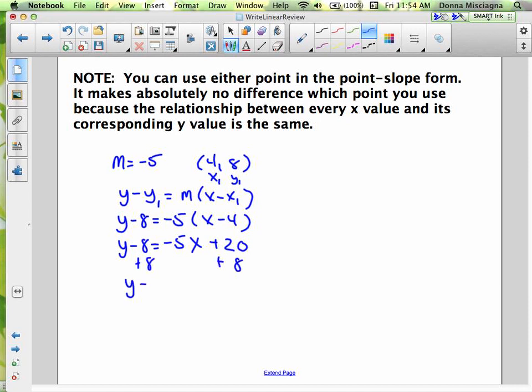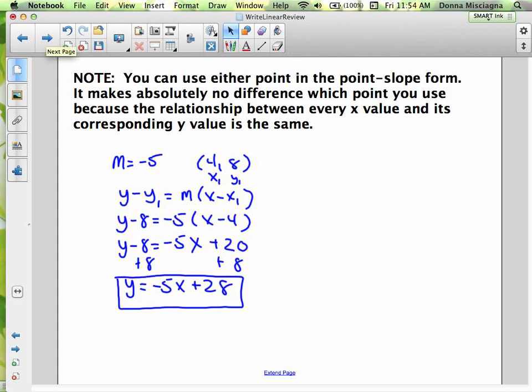And you can see that we get the very same equation in slope-intercept form. It didn't matter which point we used. Right? There's an infinite number of points we can use on our line to write the equation in point-slope. When we simplify it to slope-intercept, we'll always get the same equation. Okay.